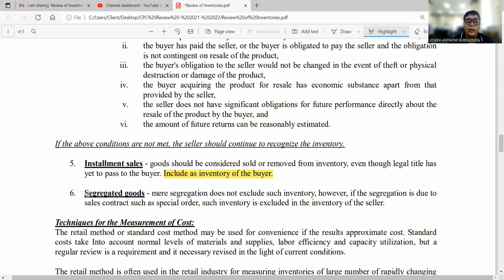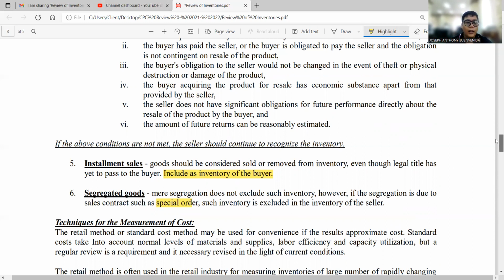Segregated goods, what are segregated goods? Mere segregation does not exclude such inventory. However, if the segregation is due to the sales contract, such as a special order, such inventory is excluded from the inventory of the seller. It is considered part of the seller's inventory only if there is no contract, like no signed contract. But if there is a contract and the seller is required to deliver the goods at a certain point in time, then it is already the buyer's.